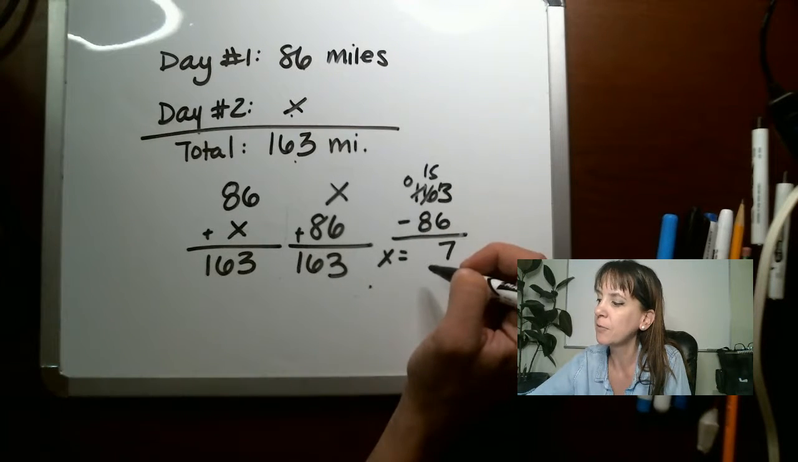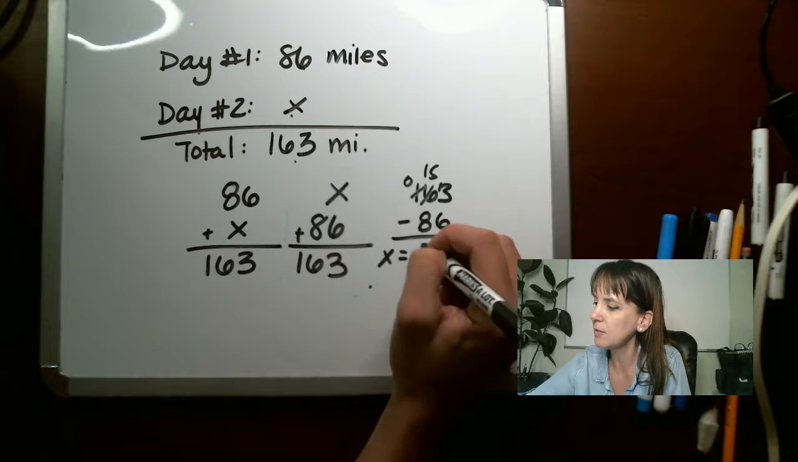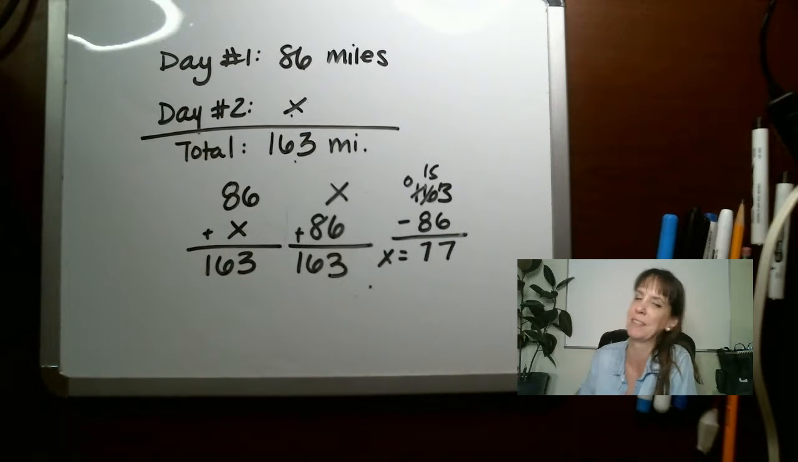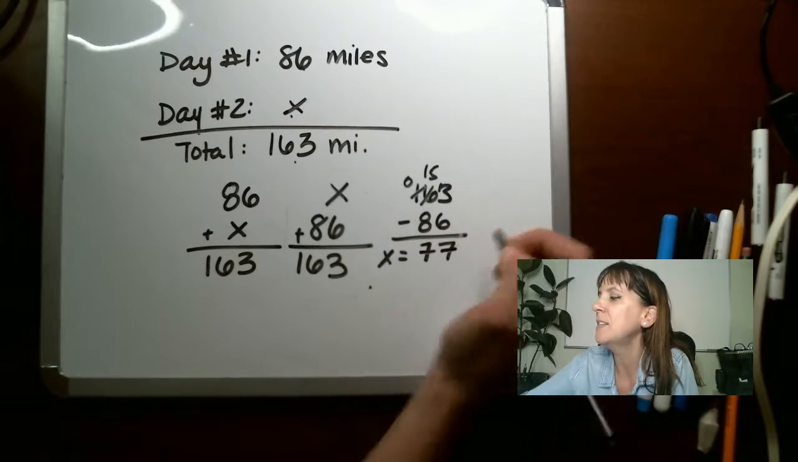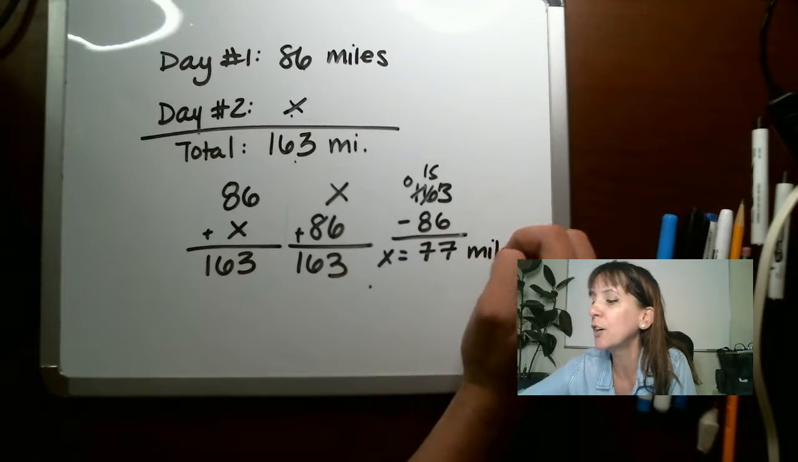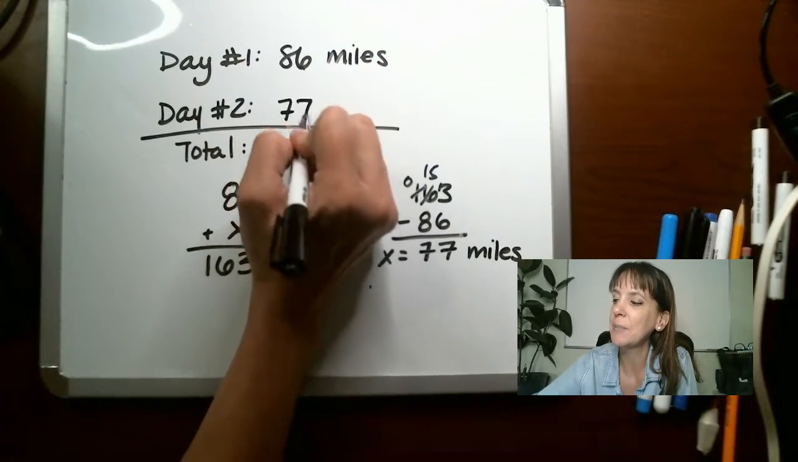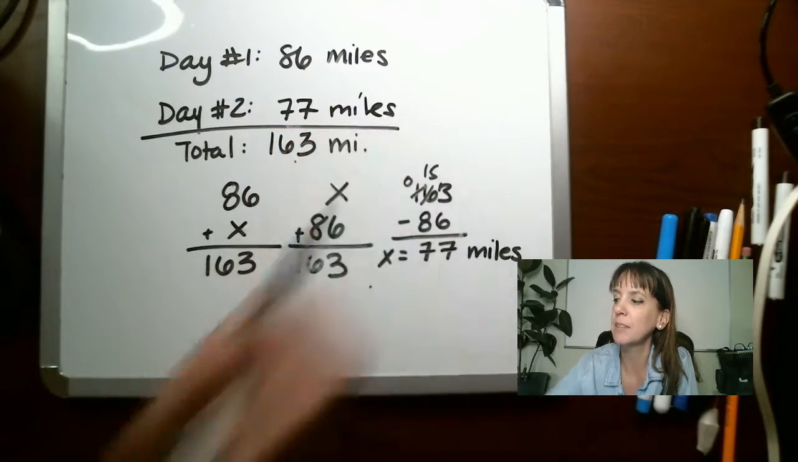So for the next one, we've got 2, 5, 6, 7. Yeah, anyway, so we get 77. Sorry, guys. All right, so we get 77 miles. So on her second day, she traveled 77 miles, okay?